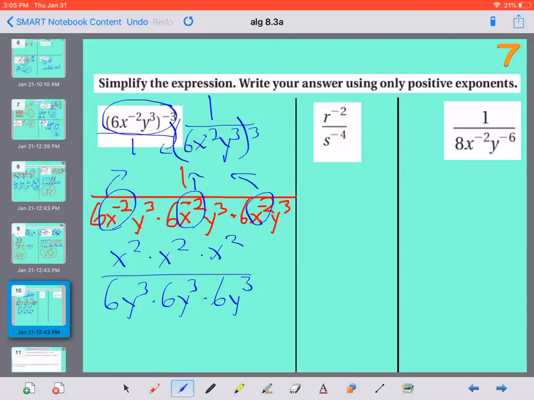So on our top we have 6 x's, so x to the 6th over 1, 2, 3 6's, so 6 cubed, and 1, 2, 3, 4, 5, 6, 7, 8, 9 y's, so y to the 9th. Now you could do 6 to the third if you wanted to. I'm just going to leave it simplified like that.